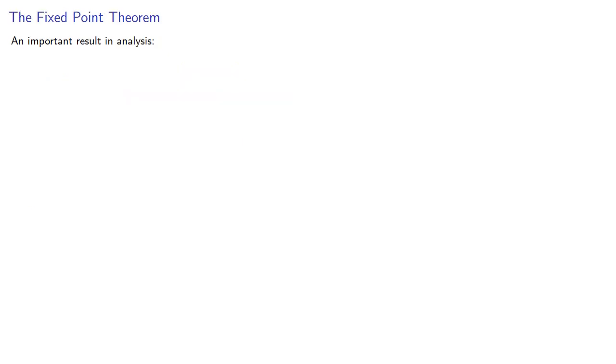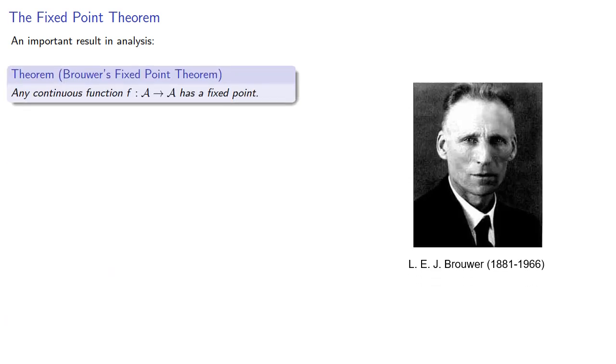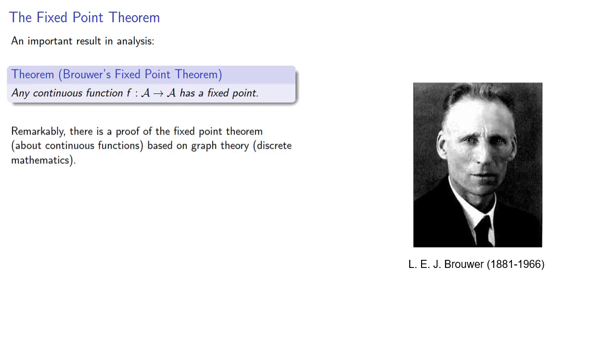An important result in analysis is known as Brouwer's fixed point theorem. Any continuous function from a set to itself has a fixed point. Remarkably, there's a proof of the fixed point theorem about continuous functions based on graph theory in discrete mathematics. The proof is based on the following idea.